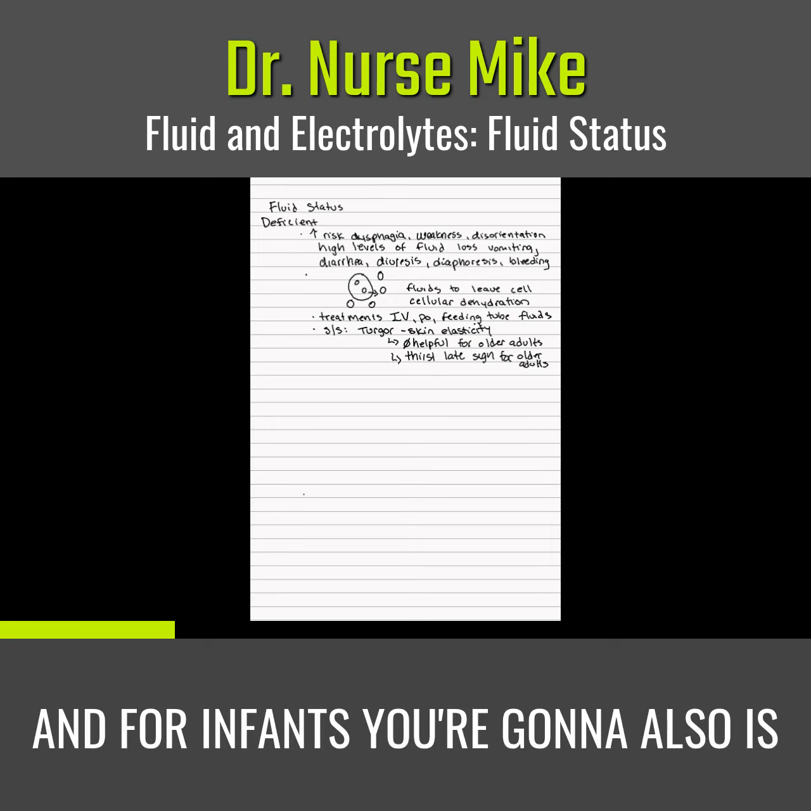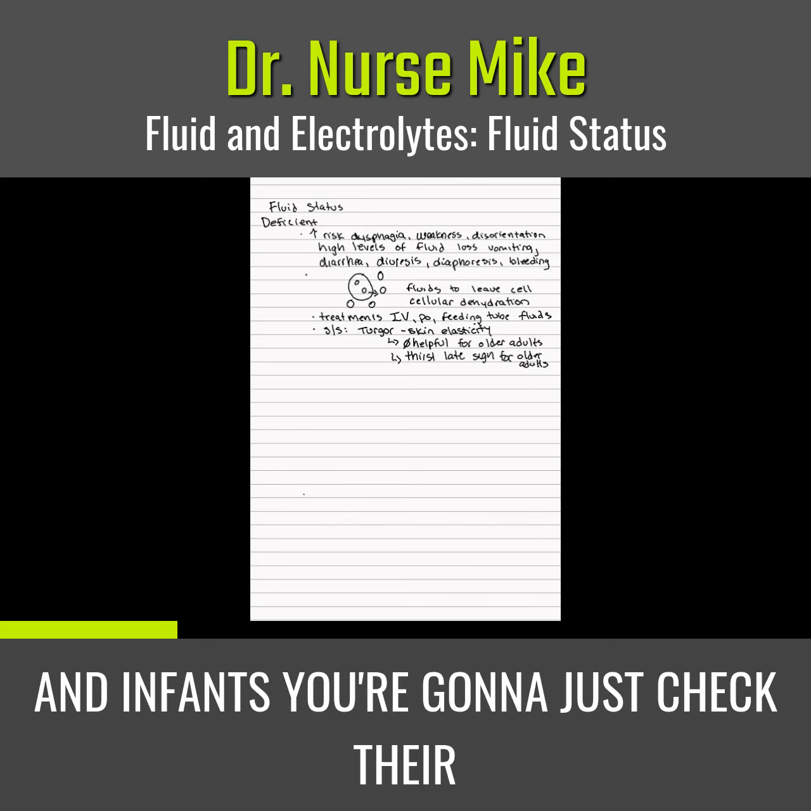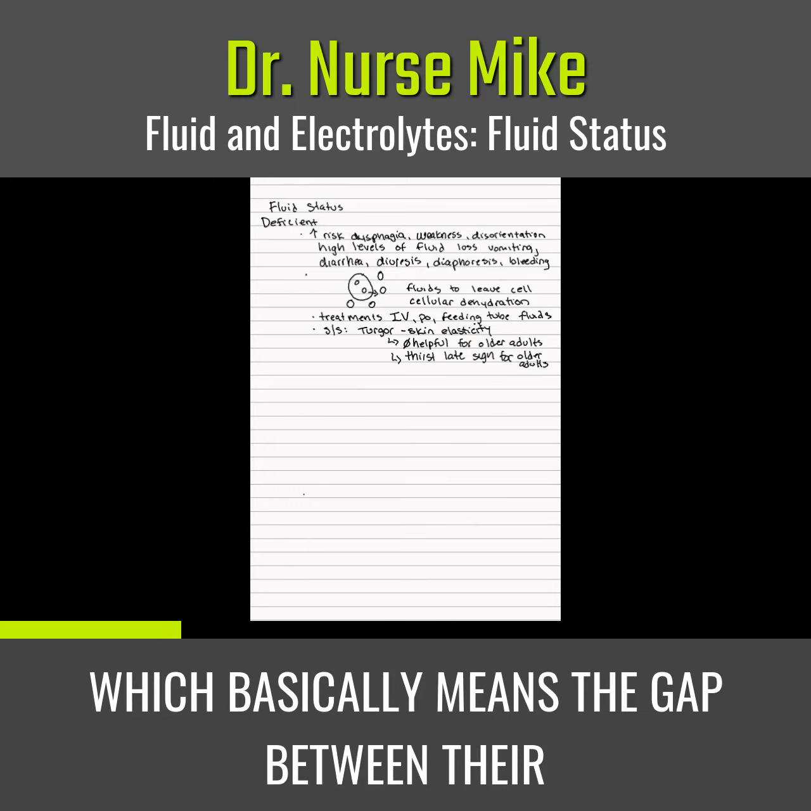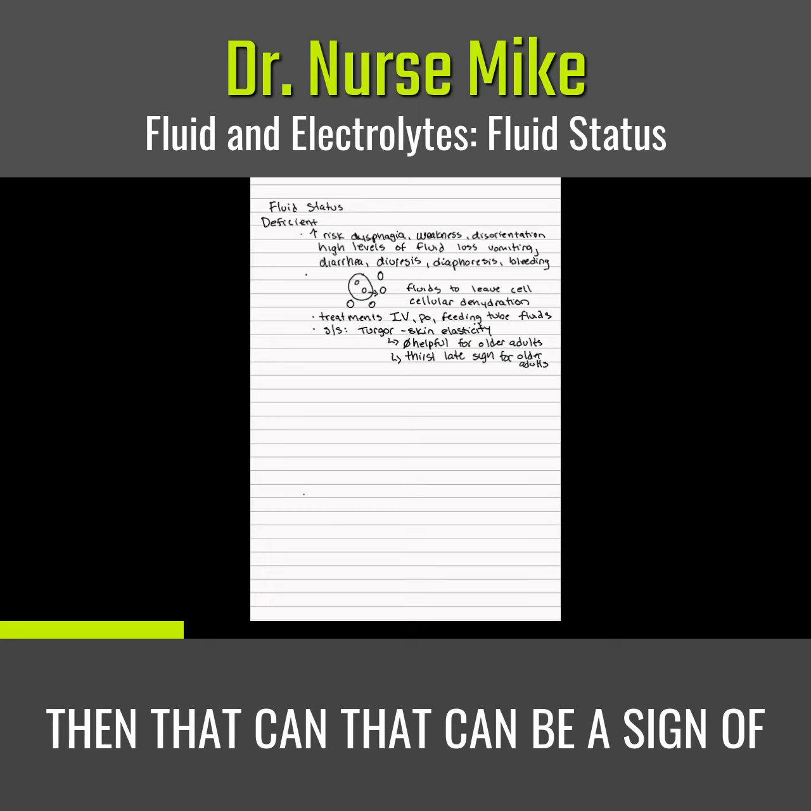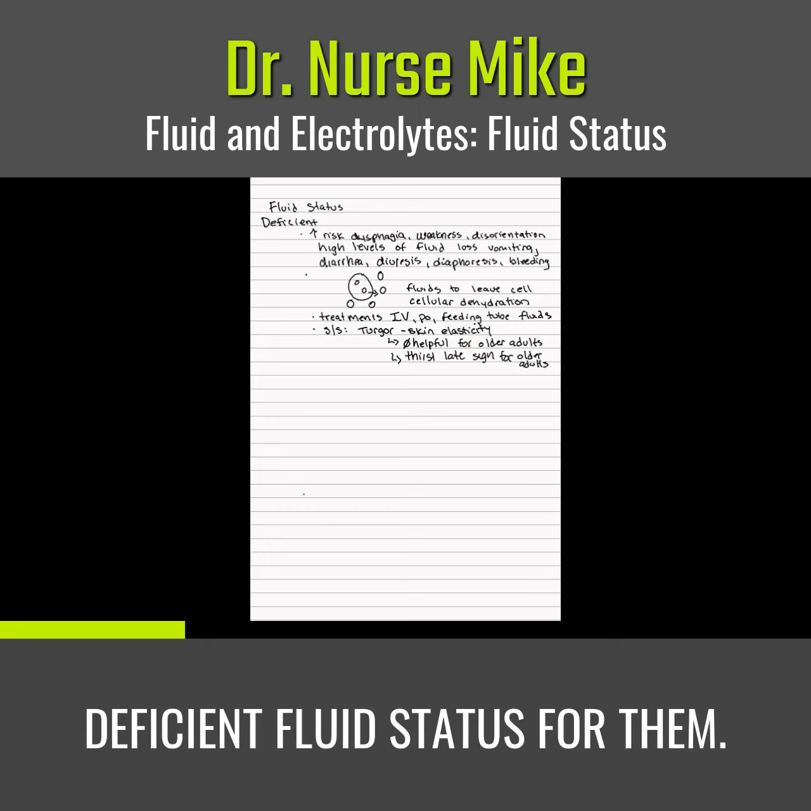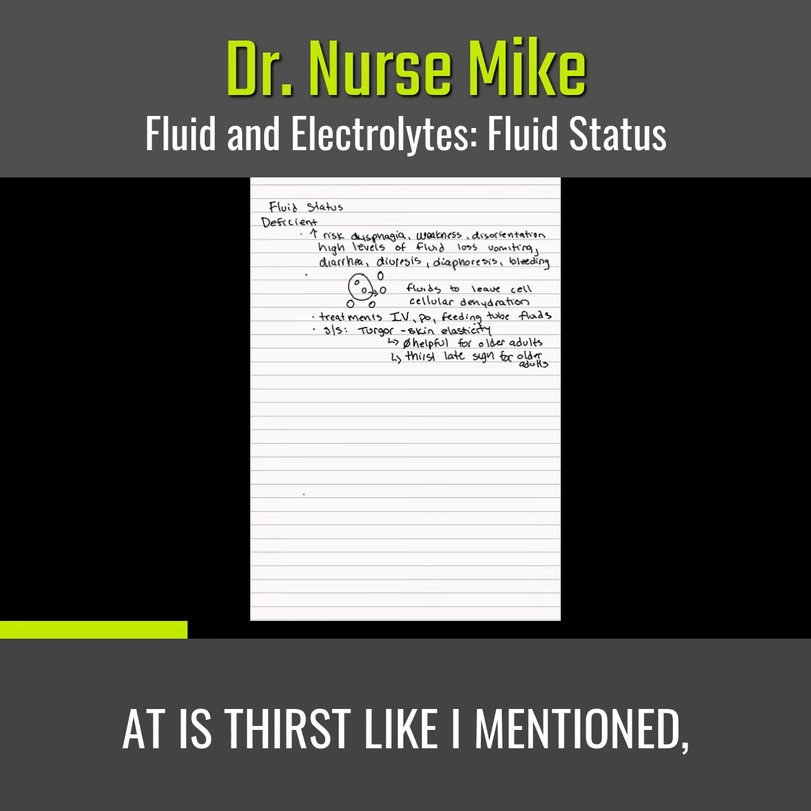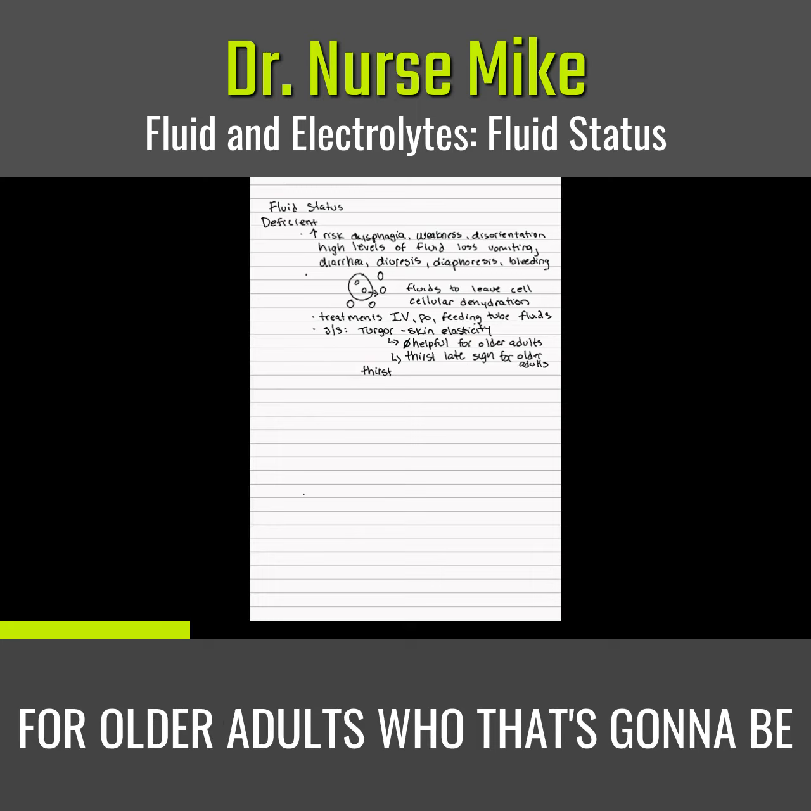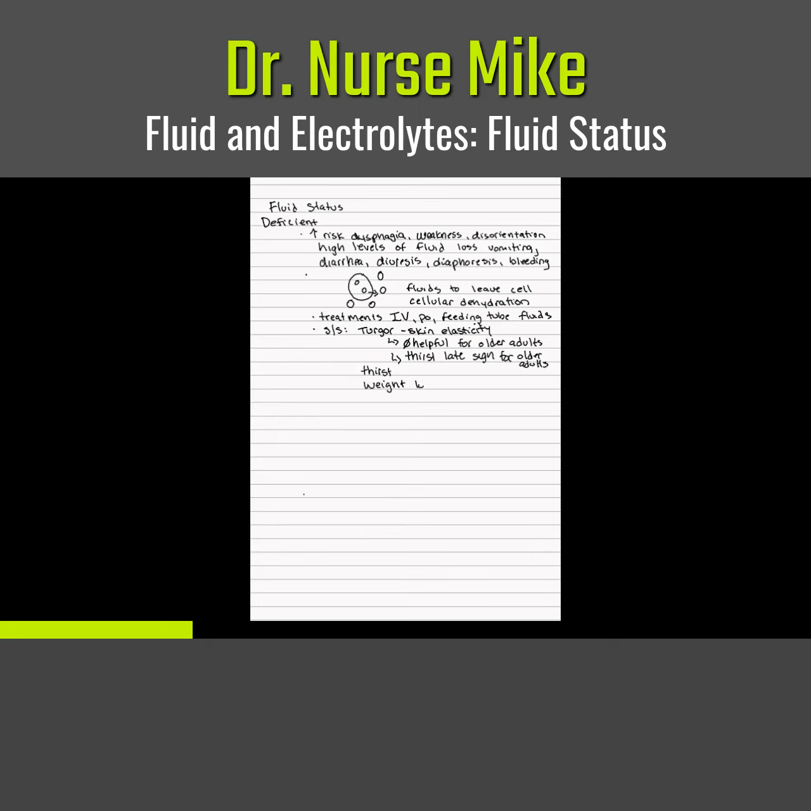And for infants, turgor also is not going to be very helpful. For infants, you're just going to check their fontanelles. If they have a sunken fontanelle, which is the gap between the bones in their skull, then that can be a sign of deficient fluid status for them. Other things that you're going to look at is thirst. Like I mentioned, that's not going to be a great sign for older adults, for whom it's a late sign. Weight loss.